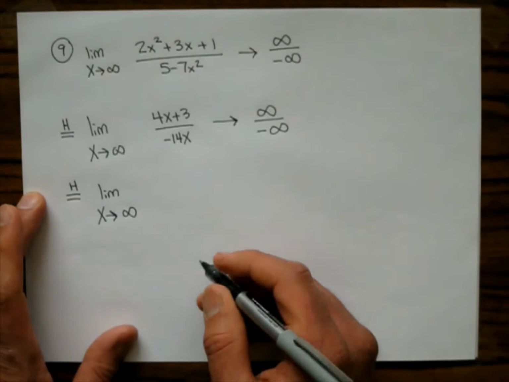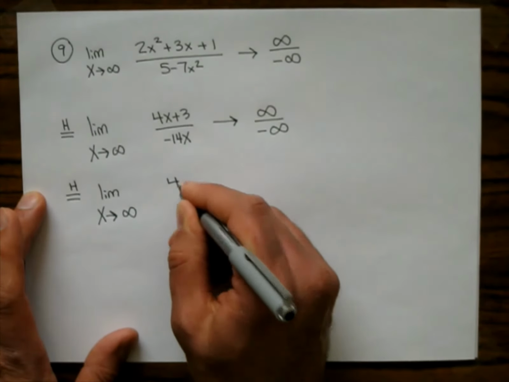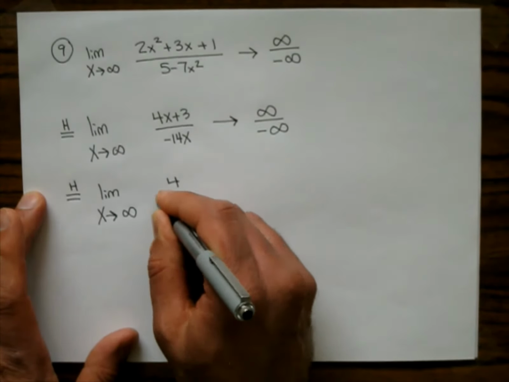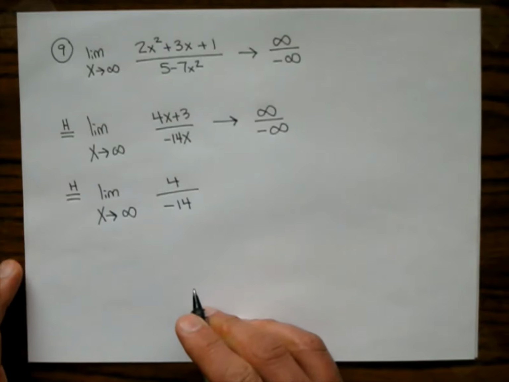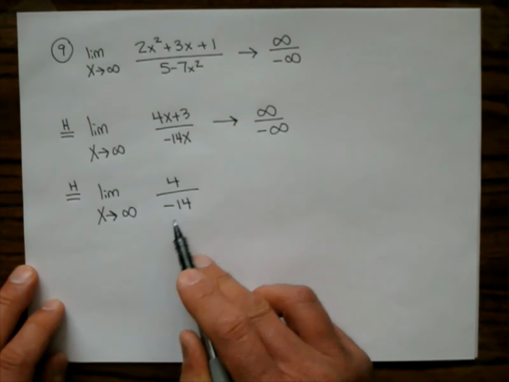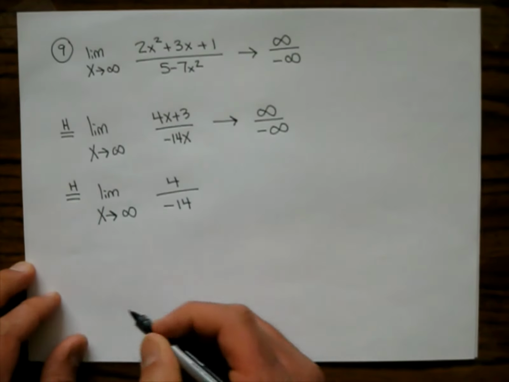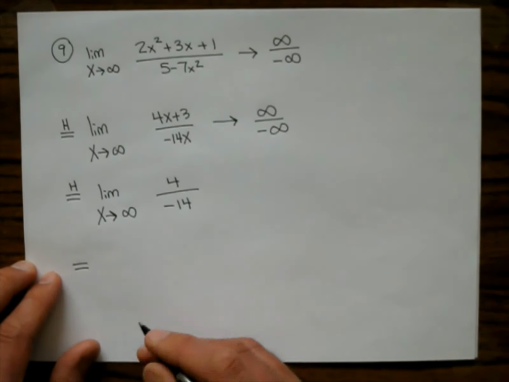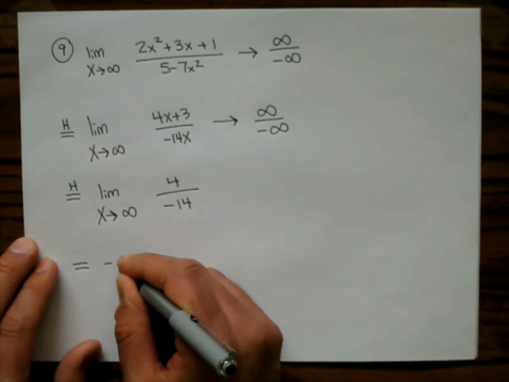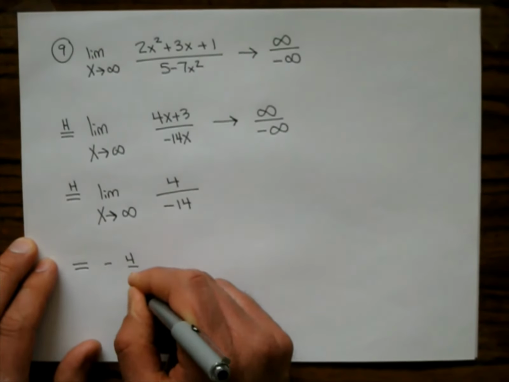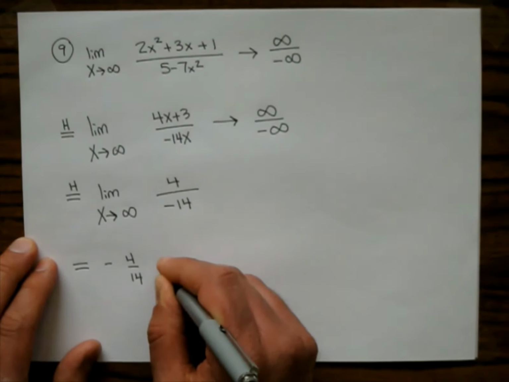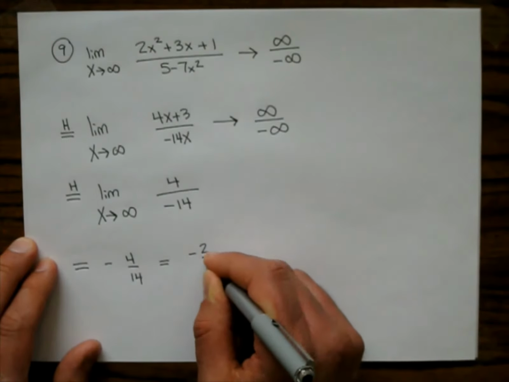So the derivative of the top is 4. The derivative of the bottom is negative 14. And now we don't have any more x's, so the limit of just a constant is just going to be that constant, which is negative 4/14, which actually equals negative 2/7.